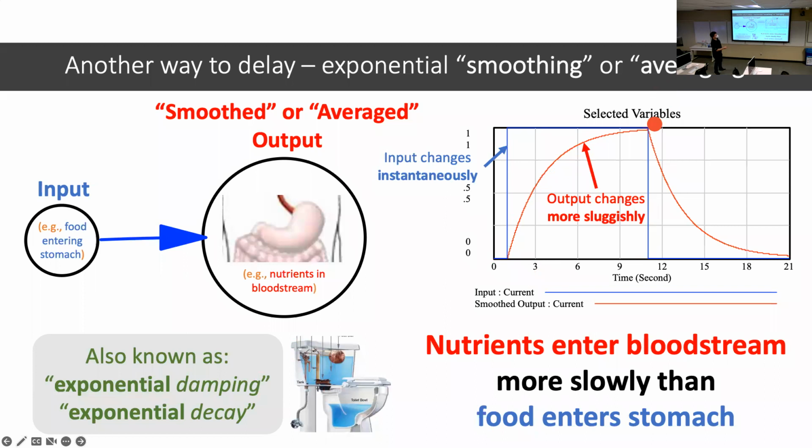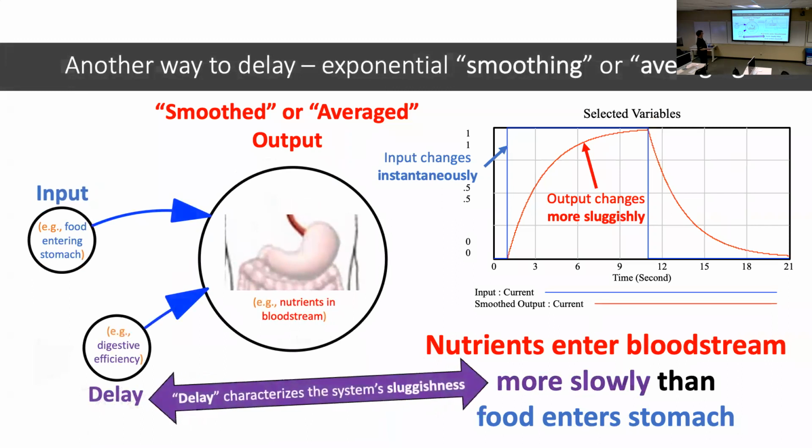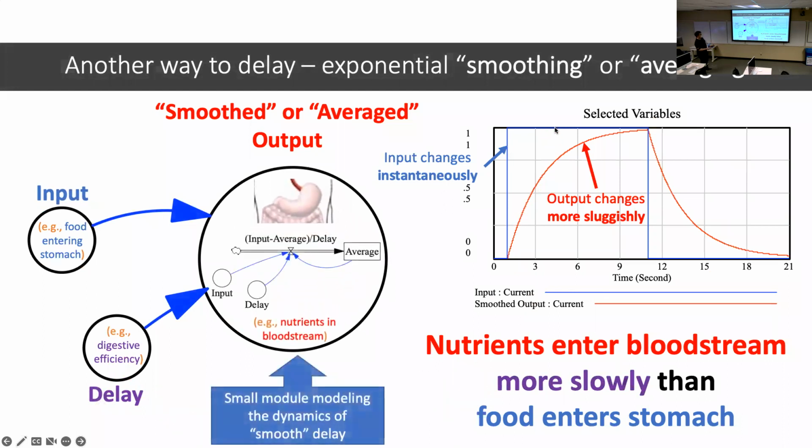And then on the other side of the flush, when you want all of the water to go into the bowl, it might take a little bit of time for the actual water to get from the tank into the bowl. And so that's what we're sort of seeing here. Another smoothing delay, or an exponential delay, is another term we use for it. And here, the delay term, like the digestive efficiency in the stomach, for example, characterizes the sluggishness of the system, how much of a gap there is between the red line and the blue line. And so we can build a little toilet model, basically, for any type of smoothing delay.